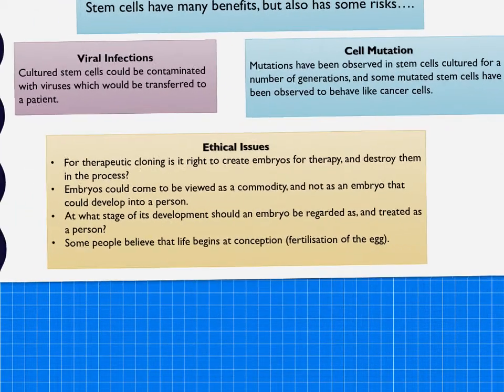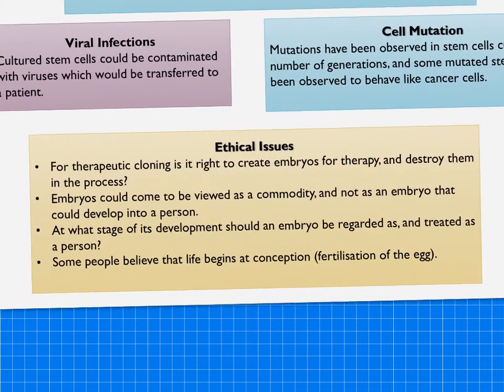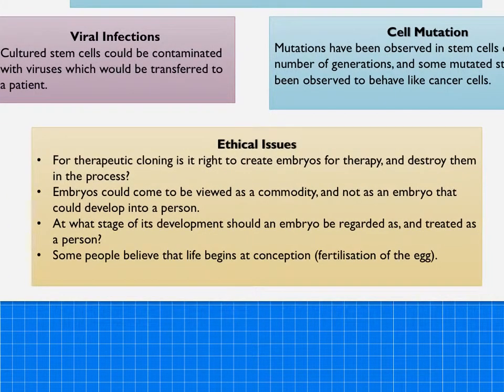There are also some key ethical issues. As it says here, for therapeutic cloning, is it right to create embryos for therapy and then destroy them in the process? Embryos could come to be viewed as a commodity and not as an embryo that could develop into a life or into a person. And at what stage of its development should an embryo be regarded as and treated as a person? Some people also believe that life begins at conception, so that's at the fertilization stage of the egg.